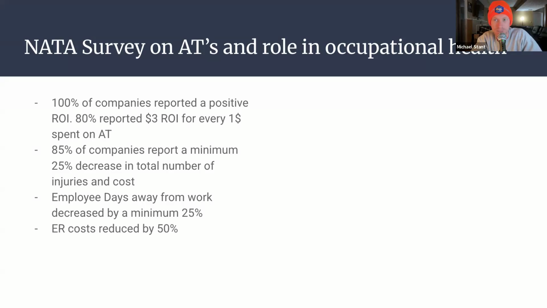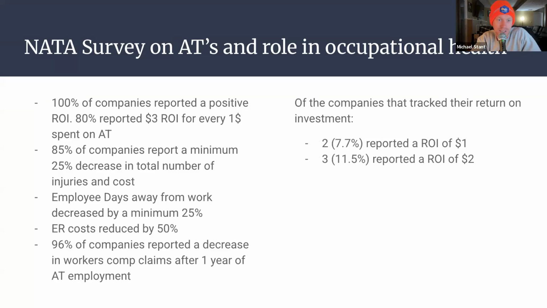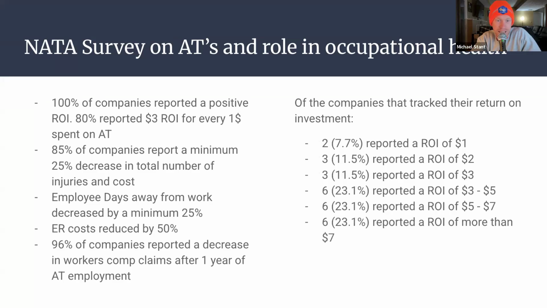And a lot of that is because at some companies, prior to an athletic trainer coming through, their process is that every injury goes to the ER or urgent care, so that's why they would get dinged pretty hard. Right, 96%, almost every company, reports a decrease in workers' comp claims after 1 year of AT employment. This is what that survey had, and what I wanted to point out was that the majority of them reported 3 to 5, 5 to 7, and even more than $7 for every $1 invested into the AT program.